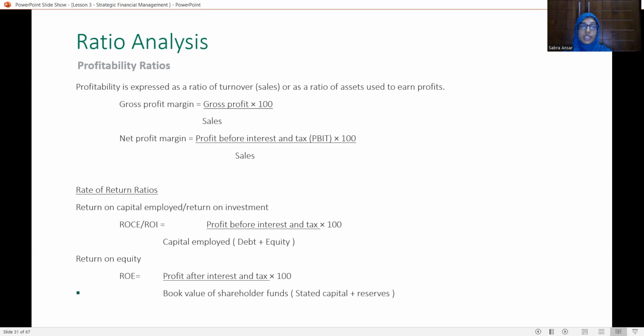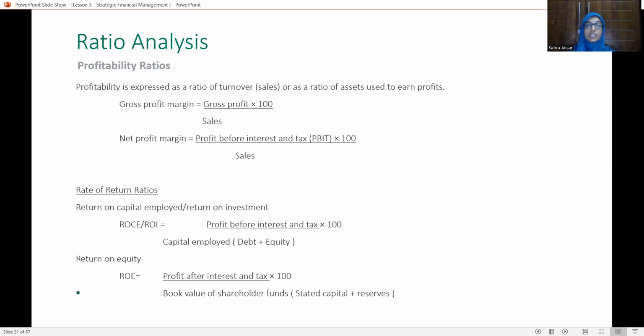Thereafter, the net profit margin will be calculated, where the profit before interest and tax, PBIT, will be divided by the sales and multiplied by 100. So different methods will be used. For gross profit margin, the calculation is the comparison between the gross profit and the sales. But when it comes to net profit margin, there is a difference between gross profit and net profit. Obviously, there are expenses that come in, and then the net profit is calculated.